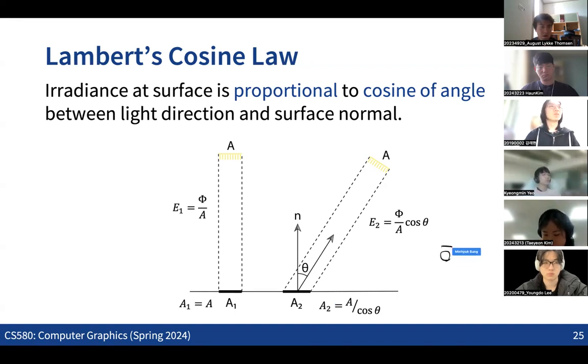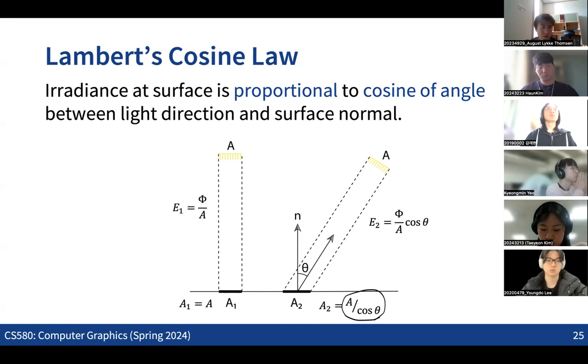which means that when we measure the radiance, which is the flux per unit area over the surface, as the light is covering the larger region, which becomes larger as A over cosine theta, the radiance for each region will be decreased. So that's what we typically see.